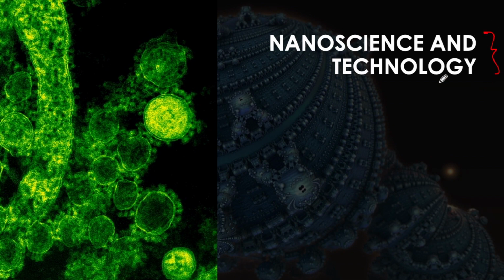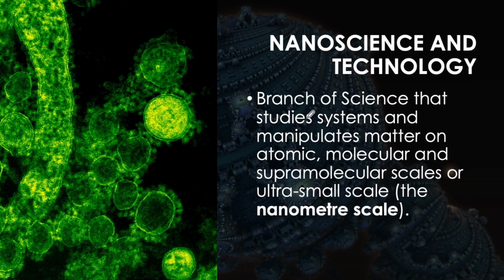That is nanotechnology. Okay, so nanoscience is a branch of science that studies systems and manipulates matter on an atomic, molecular, supramolecular level. These scales mean that they are not only small, but ultra small. So what do we mean by this ultra small scale? We mean the nanometer scale, and we're going to talk about that scale in a while.